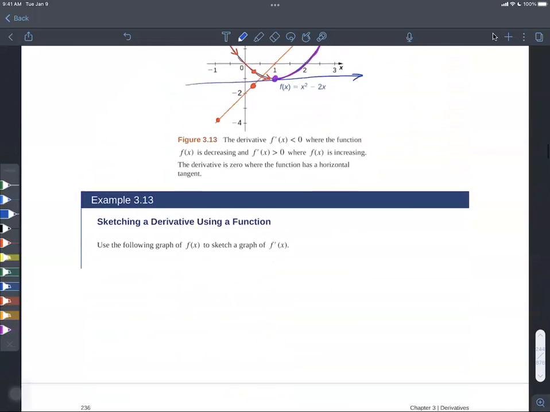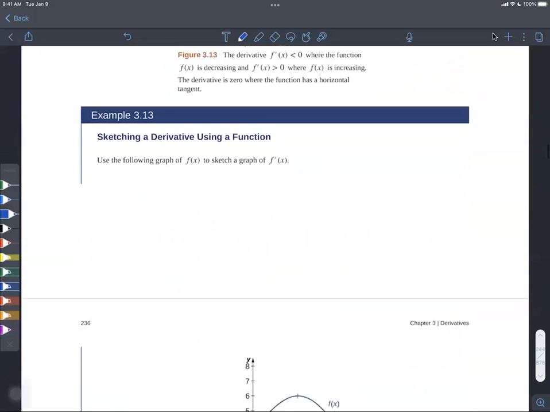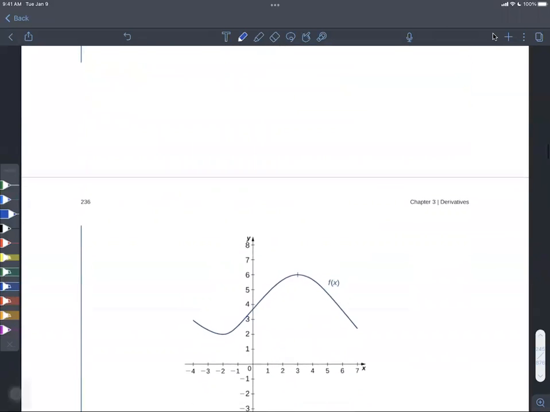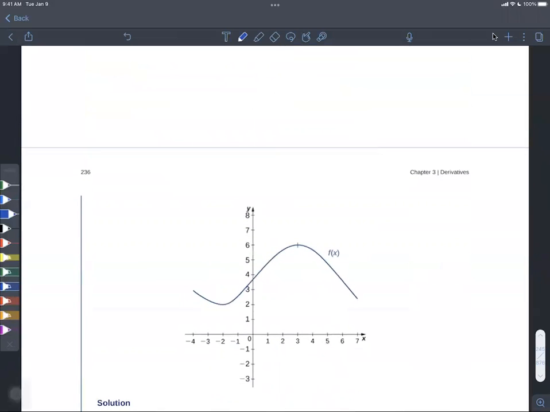All right. So let's go ahead and it says, use the following graph of f of x to sketch a graph of f prime of x. And so we'll sketch it on here. I believe the solution is right before. So we should look at the intervals of increasing and intervals of decreasing.